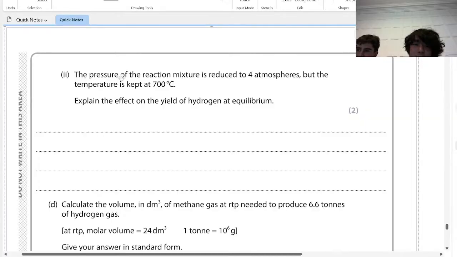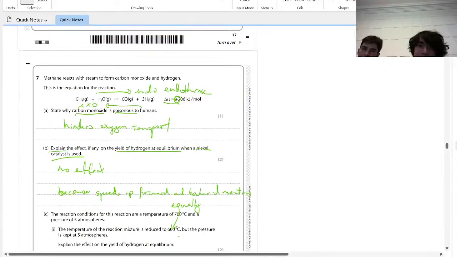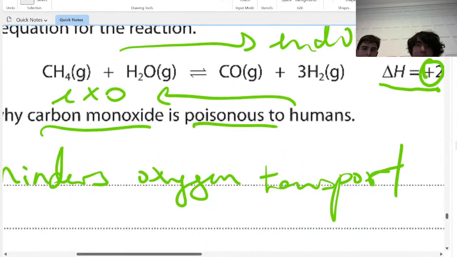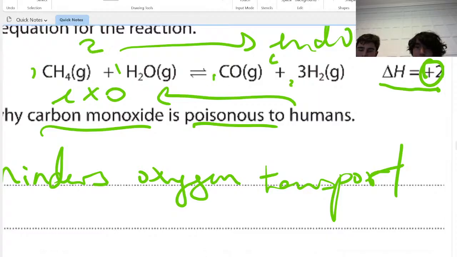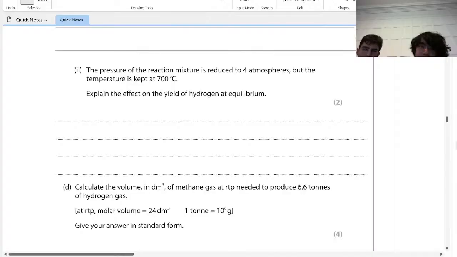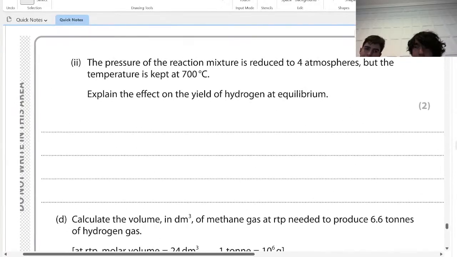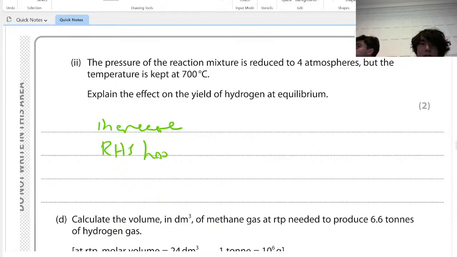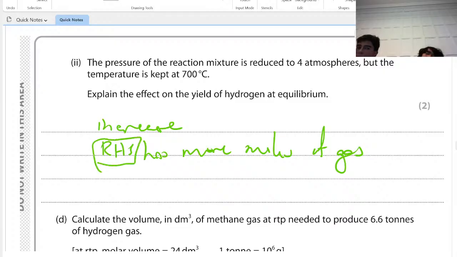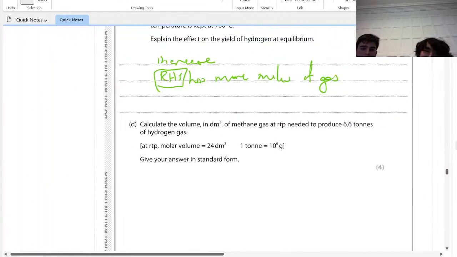The pressure of the reaction is reduced, but the temperature is kept. So we're reducing the pressure. It's literally what we went over. Let's go back: 1 mole plus 1 is 2 moles on the left hand side, and 1 plus 3 is 4 on the right. So if we're reducing the pressure, we want to increase it, so more moles. It's going to be the forward reaction, because the right hand side has more moles of gas. RHS is right hand side, in case you didn't know.